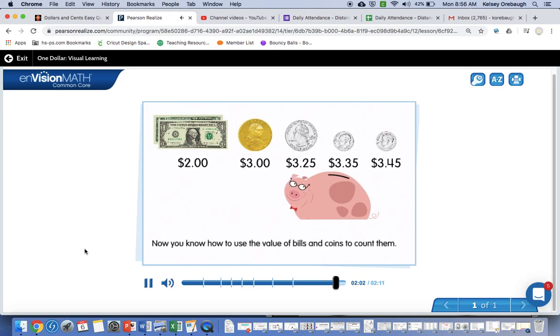Now you know how to use the value of bills and coins to count them. So this decimal point, we say the word "and," okay? And if there's nothing in the cents part, you don't say "and 0." Just say "2 dollars," "3 dollars." If you do have some cents, you'll say "and" however many cents you have. So $2, $3, $3.25, $3.35, $3.45.